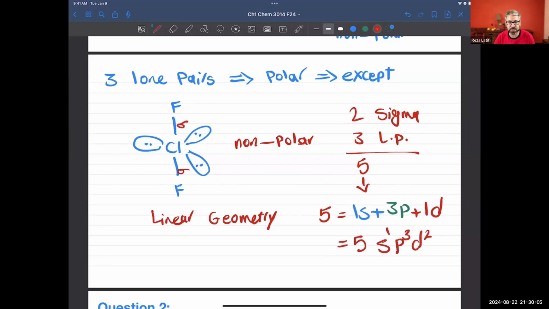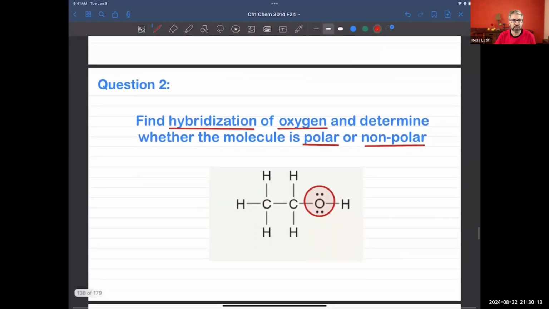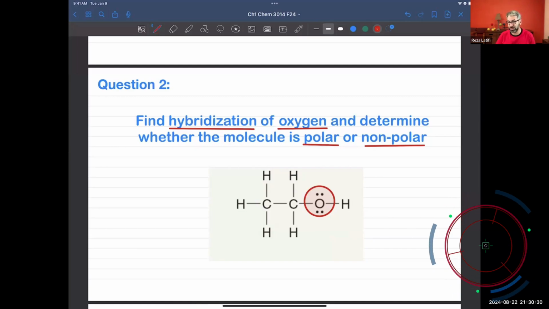Before I wrap this discussion, I'm going to show you the second question that you need to answer. Find the hybridization of oxygen and determine whether the molecule is polar or non-polar. In this case, we have two lone pairs. You need to ask yourself: is it polar or non-polar? What's the hybridization of it? Also try to find the geometry, both electron and molecular geometry, of this compound.